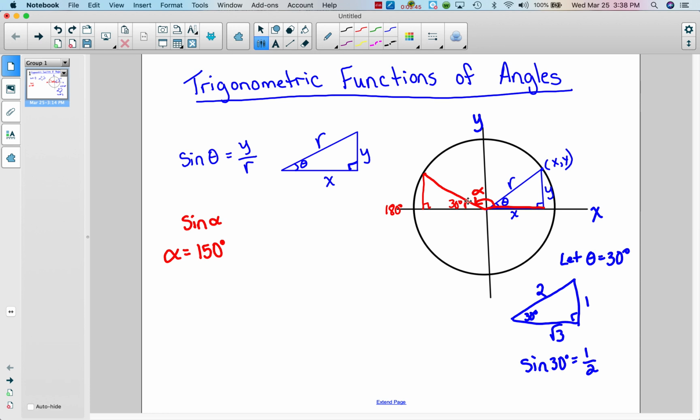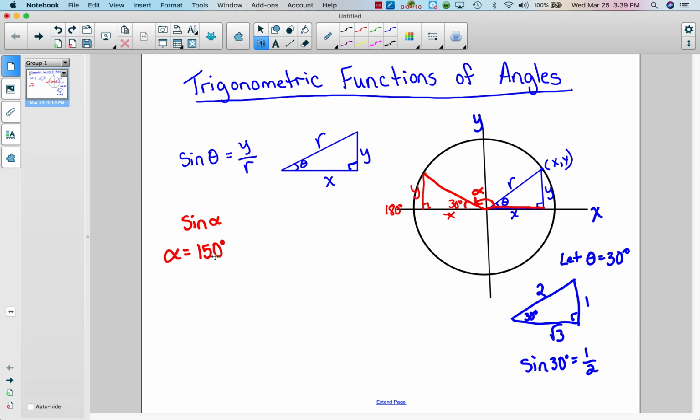So this little piece right here is the same size as my theta over here, it's 30 degrees. However, notice that my x value is the opposite, it's negative here because I'm going to the left. So I can kind of think of this as a negative value. So x is negative, and I'm going to call it negative x. And then here we would have y.